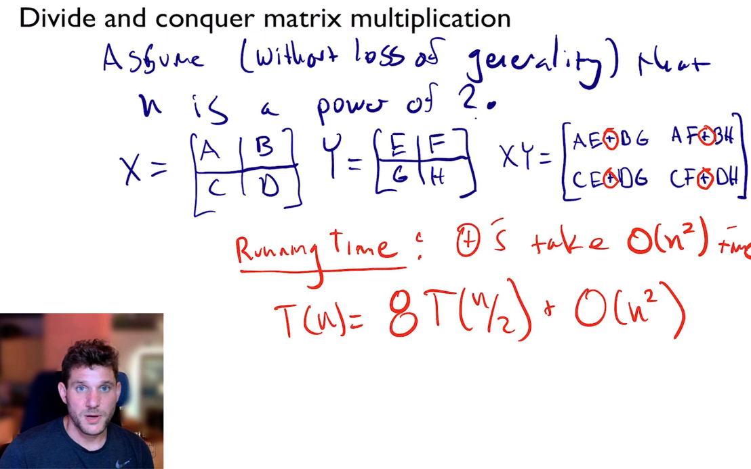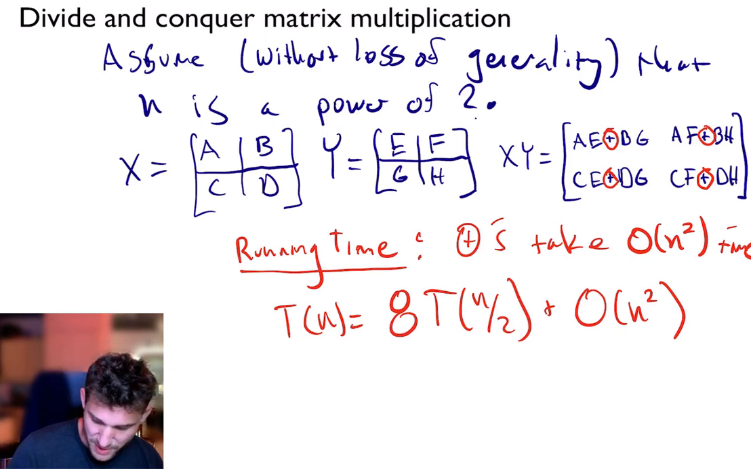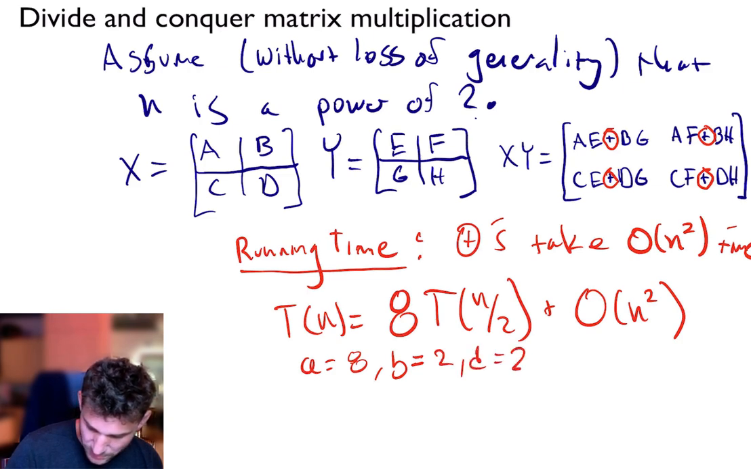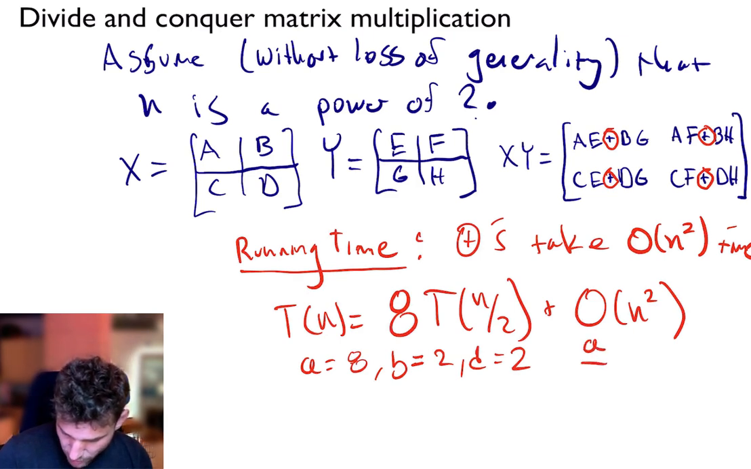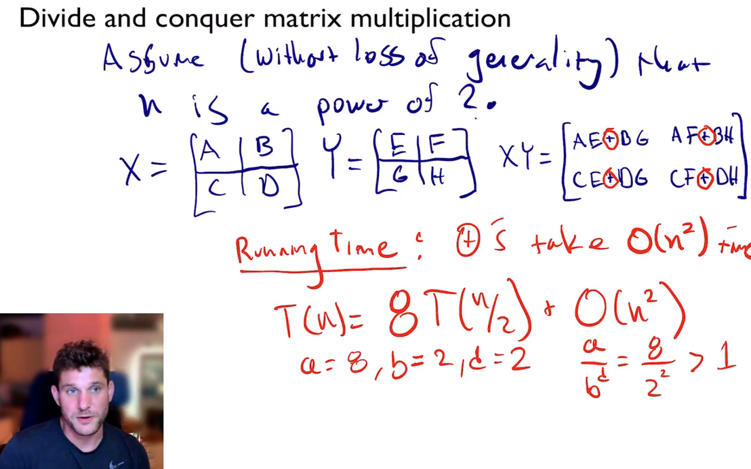Okay, so let's now think about the master theorem and how we can use the master theorem to actually solve this recurrence right here. You'll notice that in the master theorem you have a times T of n over b plus O of n to the d. Well, now we know what a, b, and d are. So a equals 8, b equals 2, and d equals 2. Remember that to use the master theorem you have to check what is a over b to the d. In this case, a over b to the d is 8 over 2 to the 2, and that's strictly greater than 1.